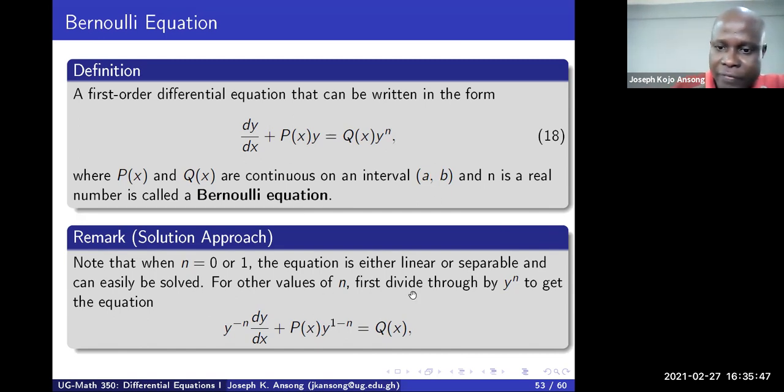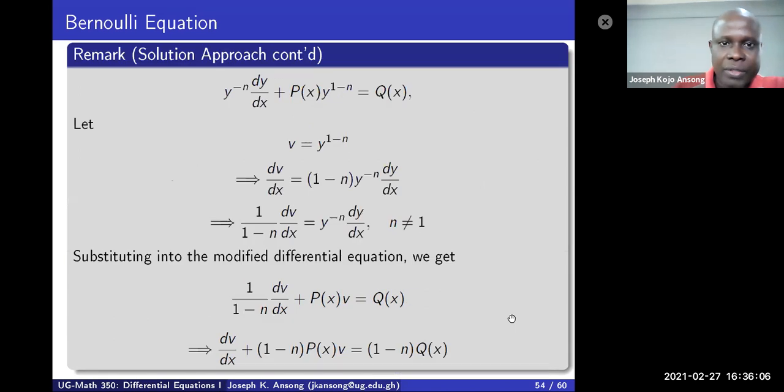So for values of n, first divide through by y to the n. So the procedure is that you want to divide through by this y to the n term here, and then you get an equation like this. Once you have an equation like this, you make a substitution for this expression, y raised to the power 1 minus n. I just repeated the same equation here. So let v be equal to y raised to the power 1 minus n.